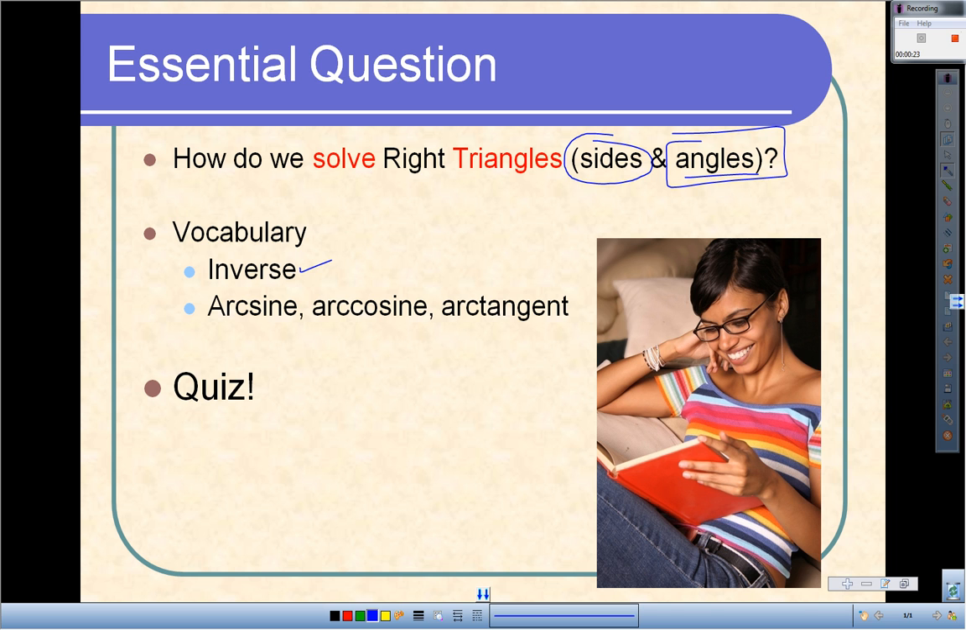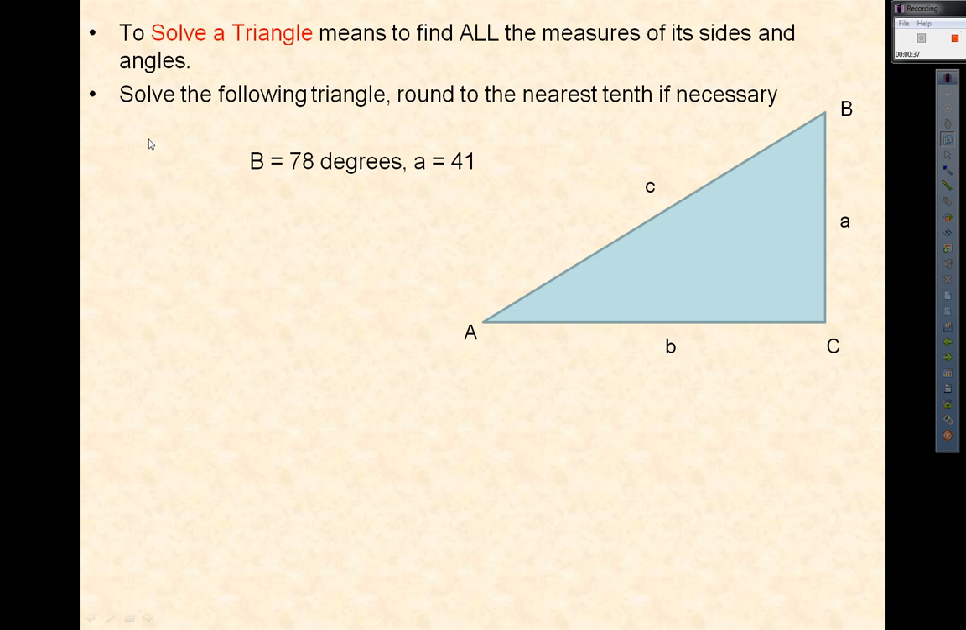Okay, let's take a look at an example. To solve a triangle means that you want to find all the measures of its sides and angles. Since a triangle has three sides and three angles, you should end up with three measures for your sides and three measures for your angles. Now, obviously, you're going to be given some information in order to solve it.